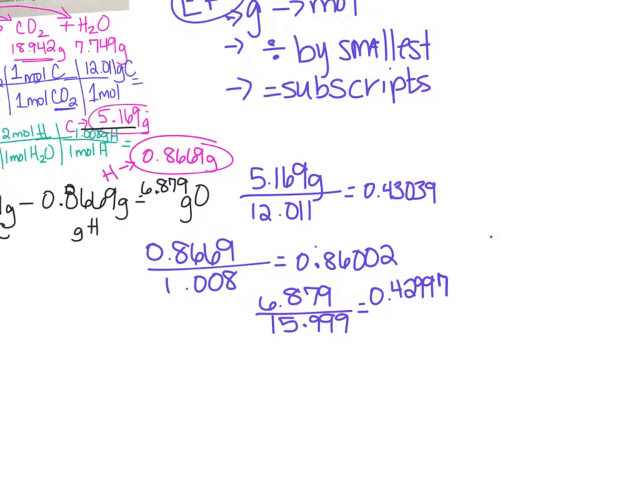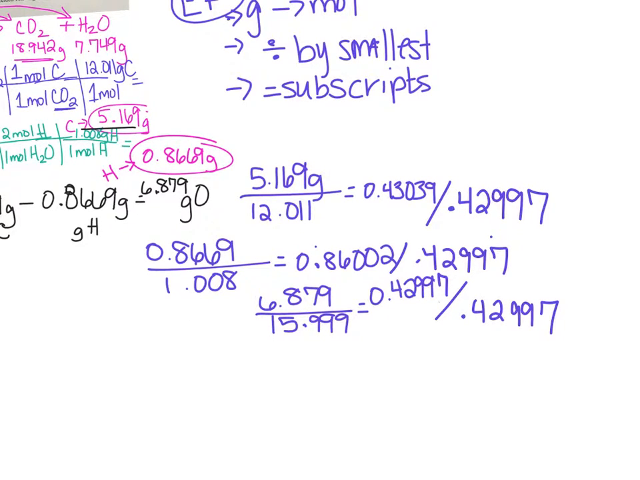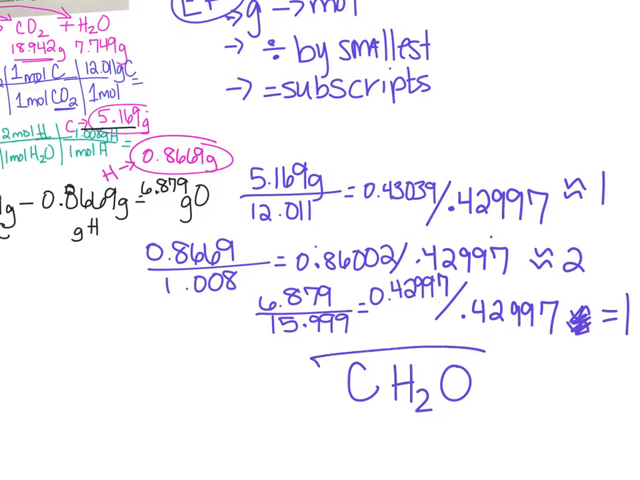All right, so now that I have moles of everybody, now I'm going to take those values and divide by the smallest. So my smallest is 0.42997. You could probably figure it out without even typing it into a calculator, just kind of looking at the general number. So this top one, you should be getting approximately 1. The second one, you should get approximately 2. And the last one, you should get equal to 1. Okay? And so your answer here would be CH2O. And that's it.